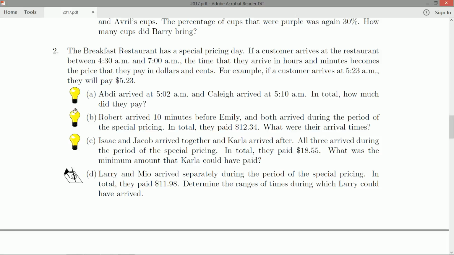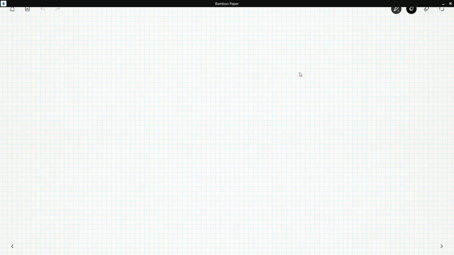All right. So we got 3 light bulbs here and then 1 written question. Although, as we always do, we will try and justify everything to get those part marks in case our answers to the light bulb questions are not correct. So A part, Abdi arrived at 5:02 a.m., so he'll be paying $5.02. And Kaylee arrived at 5:10 a.m. In total, how much did they pay? Do we understand how this dollars and cents in terms of hours and minutes works out? Yeah. So not a whole lot to say here.